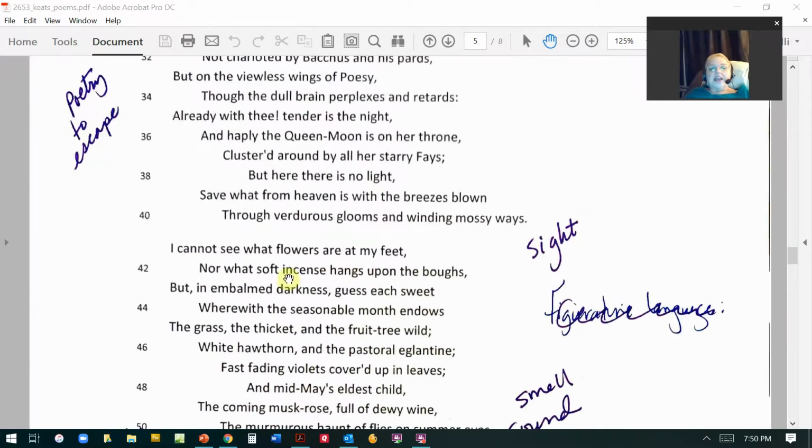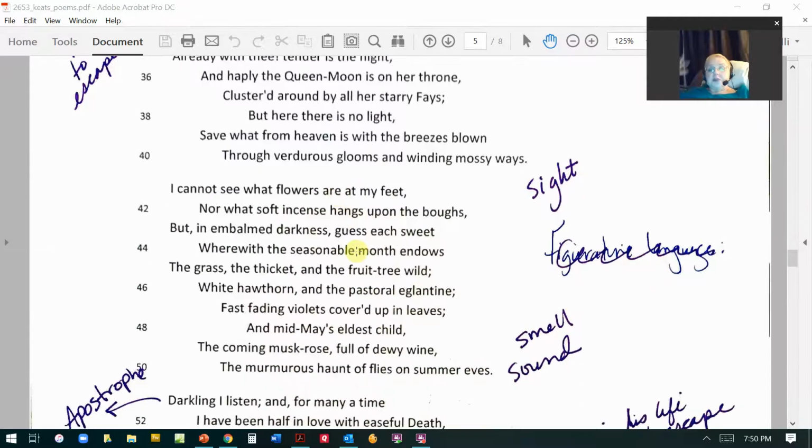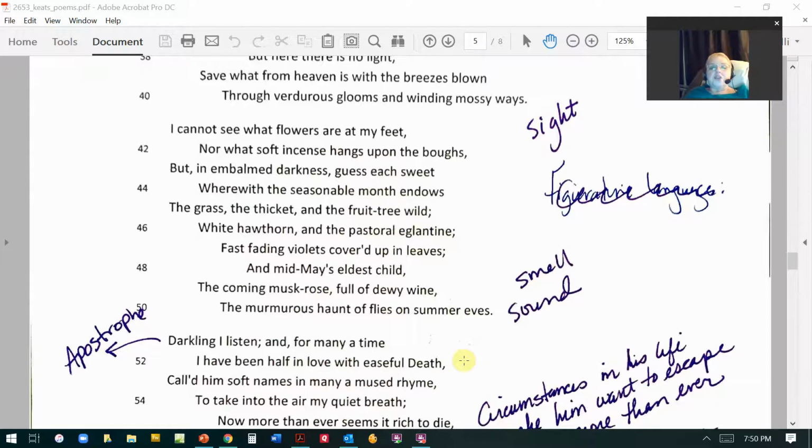And then right here, "I cannot see what flowers are at my feet." And then he talks about, you know, he's blind. So there's the idea of sight. And then we have smell, the coming musk rose, and then the murmurous haunt of flies.